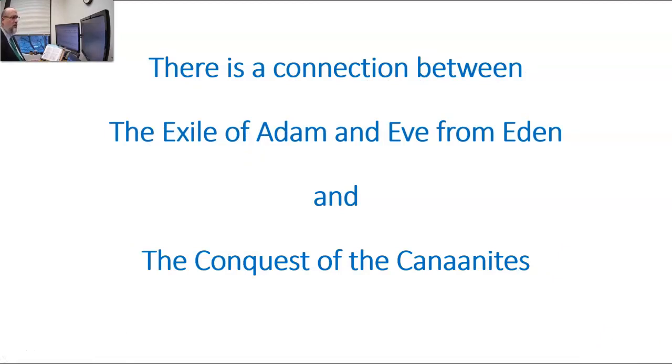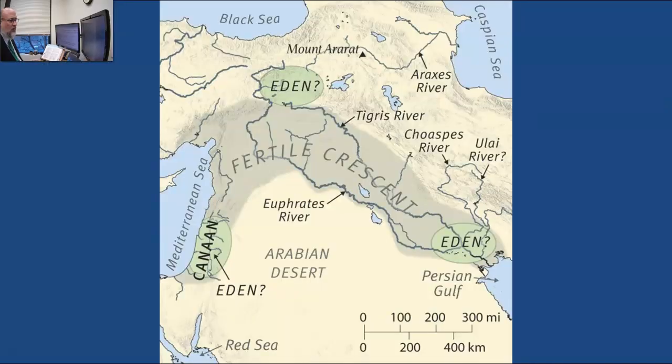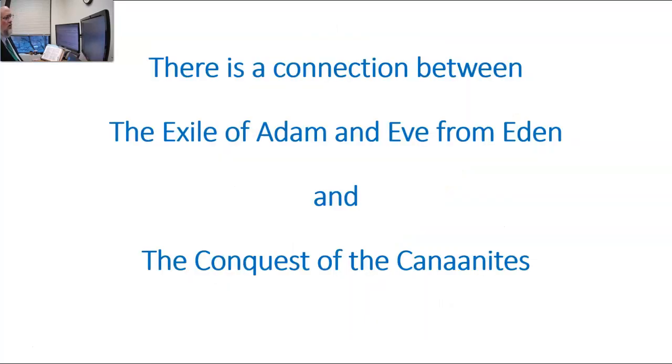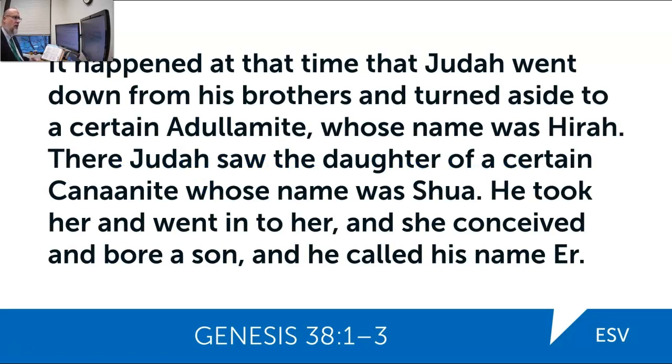Well, if there's a connection between the exile of Adam and Eve and a conquest of Canaan, and so you've got this whole idea, the going back into Eden. Well, if that's the case, there's a massive problem, because Judah had intermarried with a Canaanite woman. And so the Jewish people are half Canaanite.